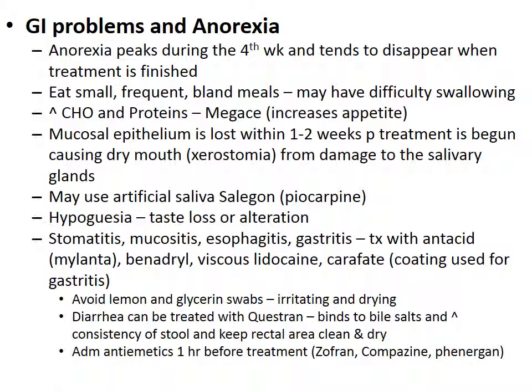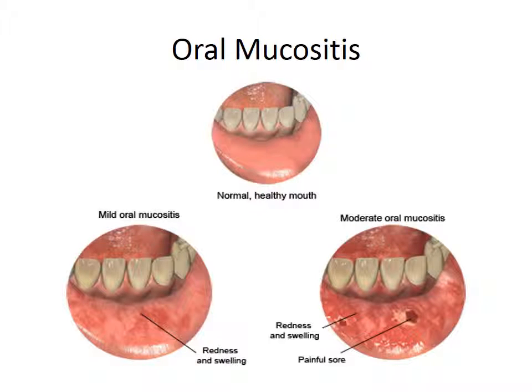These patients also need to be reminded to avoid lemon and glycerin swabs, as these are irritating and drying, and diarrhea can be treated with Questran, which binds to the bile salts and increases the consistency of stool. They also need to be reminded to keep the rectal area clean and dry. Nursing administration is aimed at administering antiemetics 1 hour before treatment. So Zofran, Compazine, and Phenergan are often given prior to the treatment. This slide shows a patient with several different stages of oral mucositis.